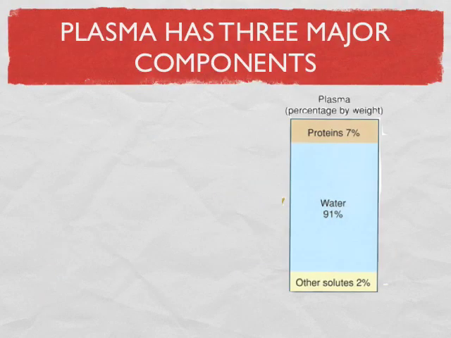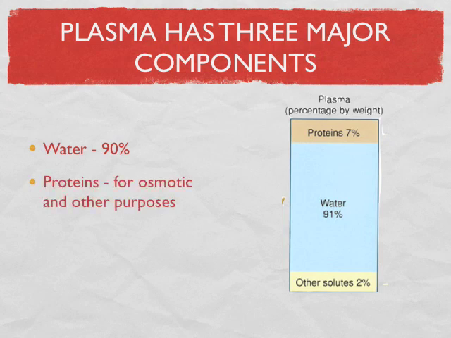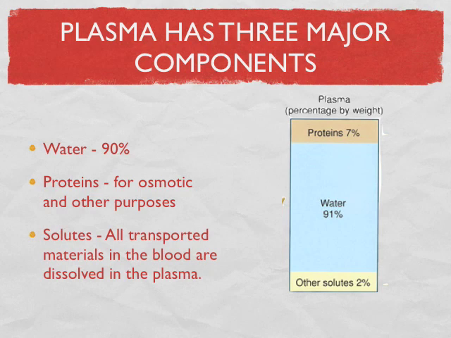So, plasma has three major components, right? Water, those proteins for osmotic purposes, and the dissolved substances. Okay? And that is the first part of our lecture on the blood, covering the plasma of the blood.